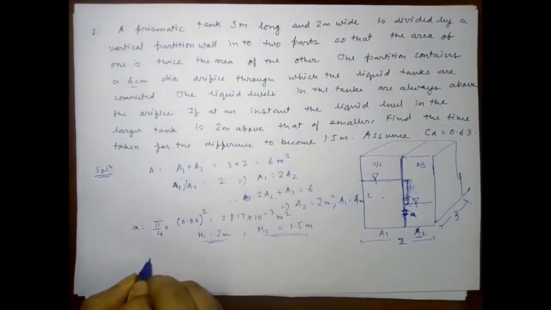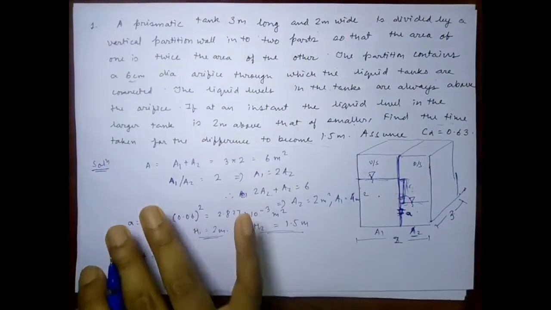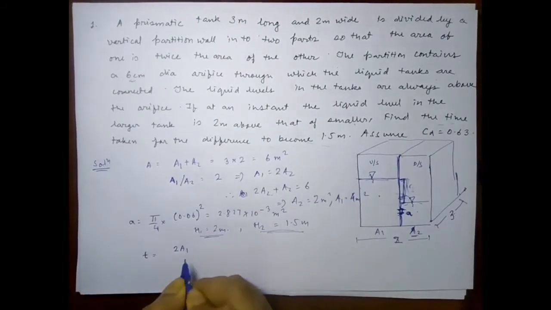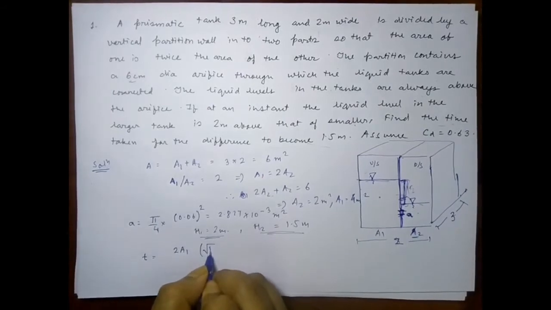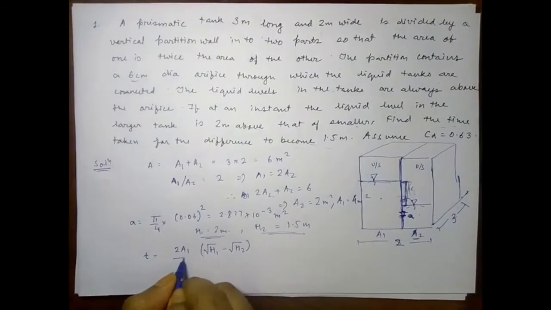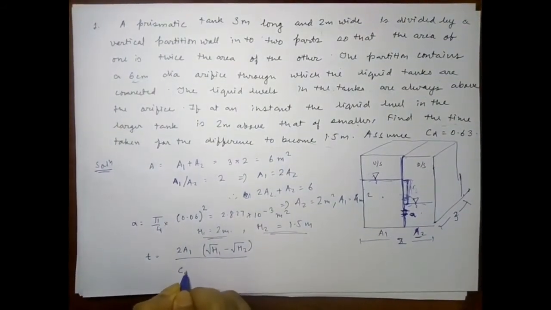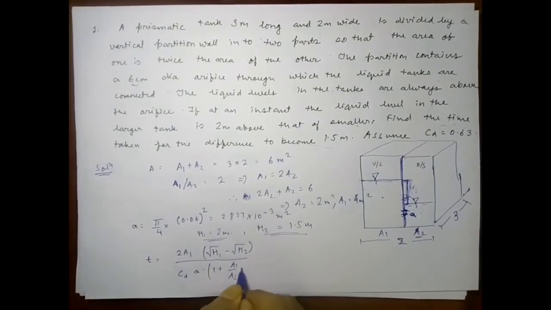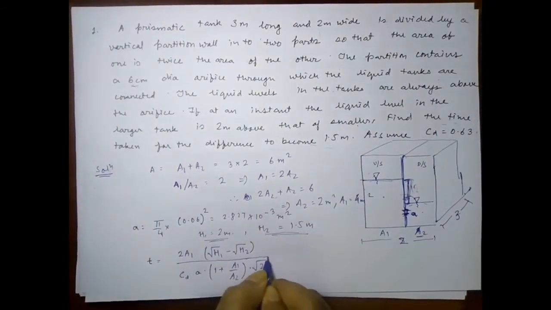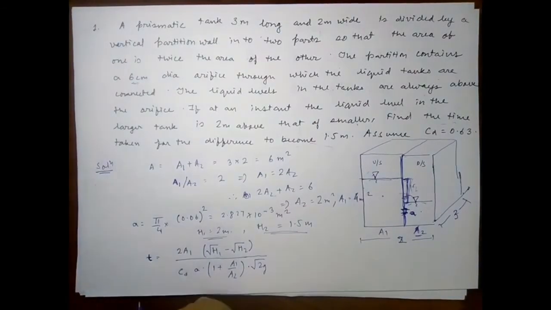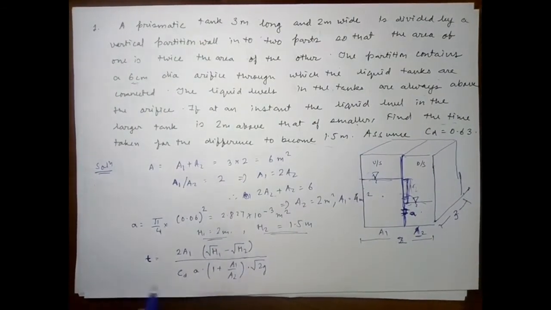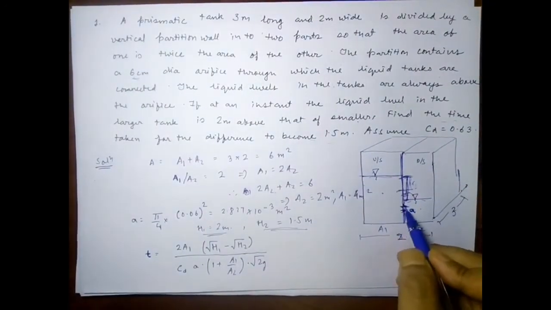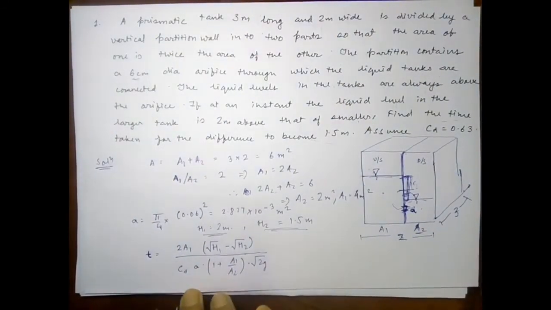Okay, so there's one equation for such conditions, that is T is equal to, this thing is not in the theory, just remember the formula which I am giving you now: 2A1 times root under H1 minus root under H2, divided by CD times A times 1 plus A1 by A2 upon times root 2 G. So this is the formula for the time difference for the change of the height difference for a particular tank which is fitted with an orifice, and there is a flow of water. This thing also has a separate derivation.